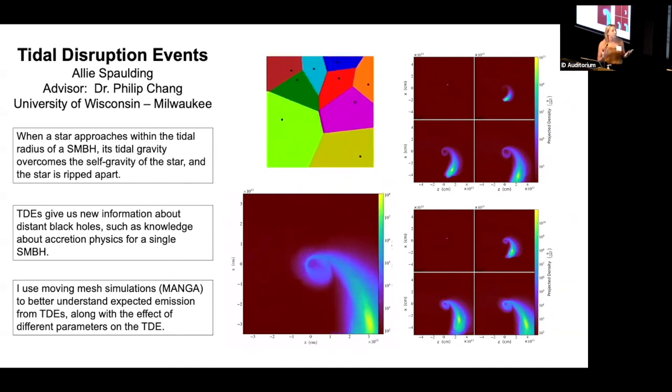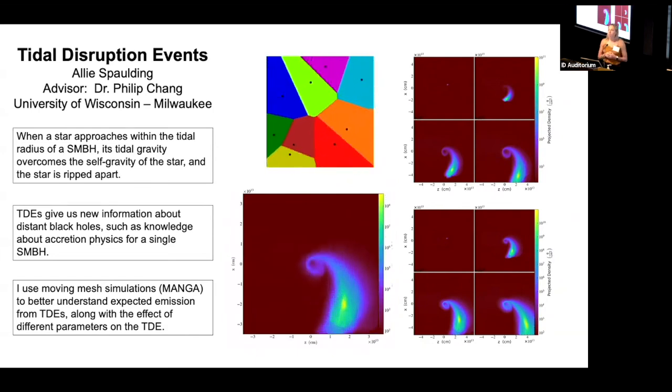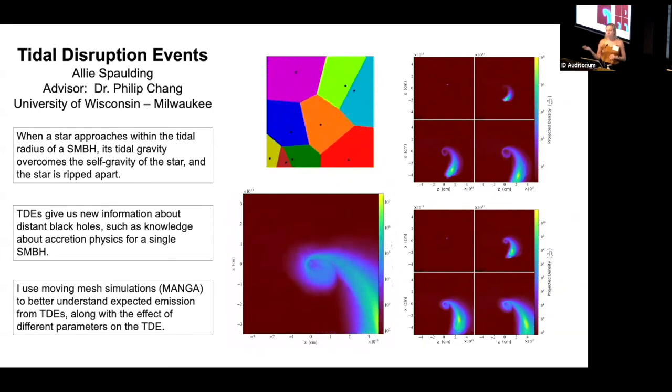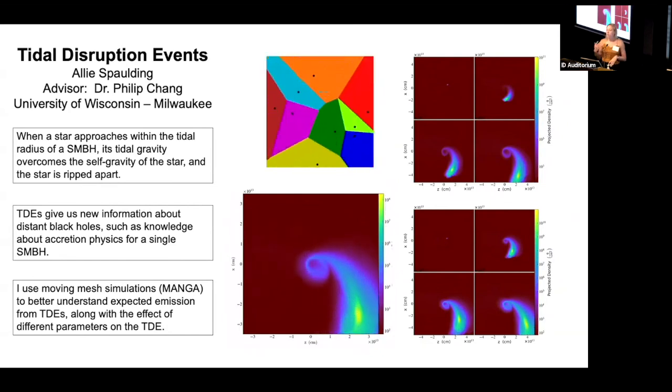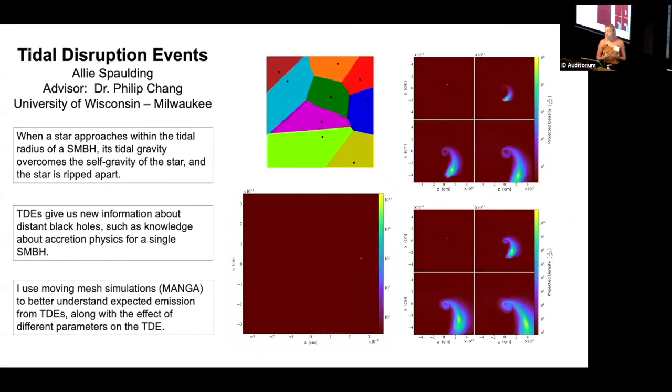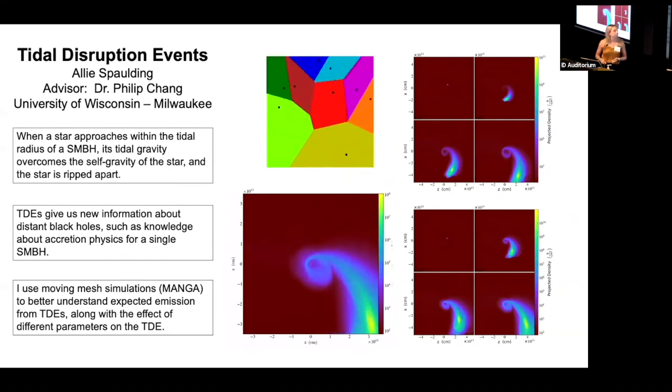On the right, I have two of the same plots of TDEs, just with different impact parameters. The top one is a star that approaches farther from the black hole, so that's a smaller impact parameter. The bottom is double the impact parameter, so the star is closer to the black hole.